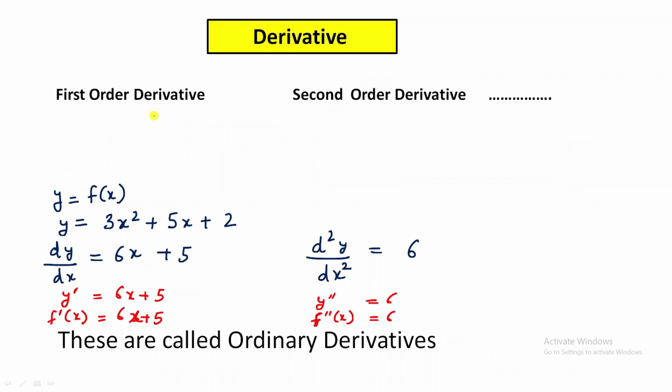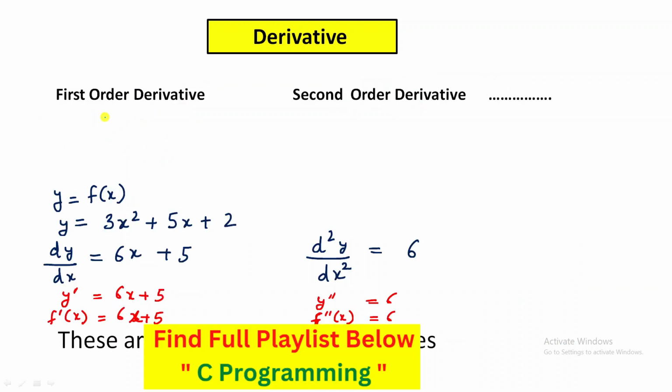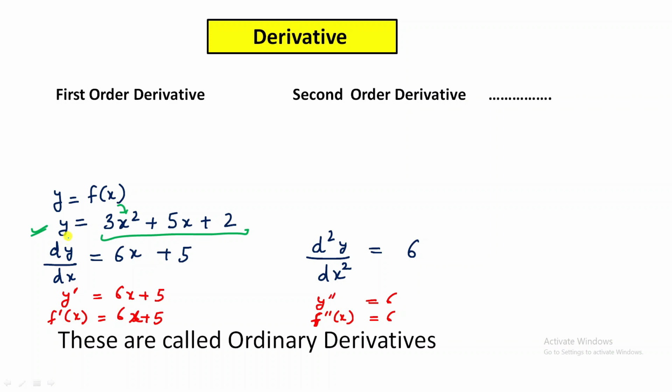Now we can have many types of derivative. For example, we can have first order derivative, second order, third order, fourth order, and so on. For example, you are given this function y equal to 3x square plus 5x plus 2. It is a function, right? Now, if you differentiate it, so dy upon dx, the rate of change of y with respect to x, equal to, you know the differentiation, so I'm not telling you how to do differentiation, this is 6x plus 5.